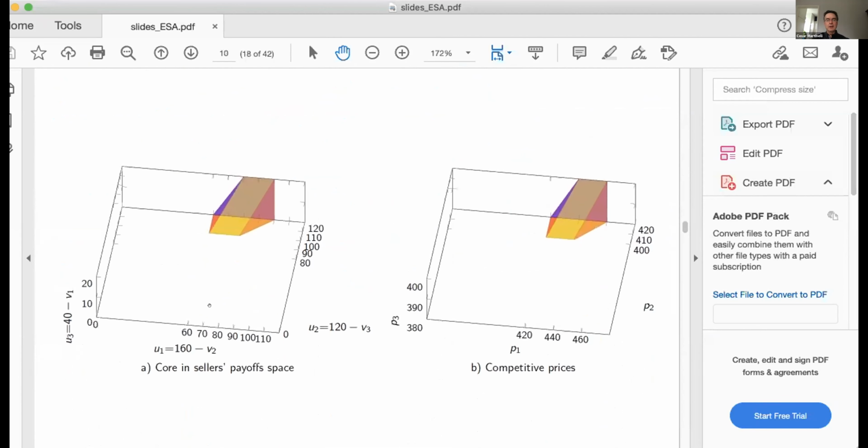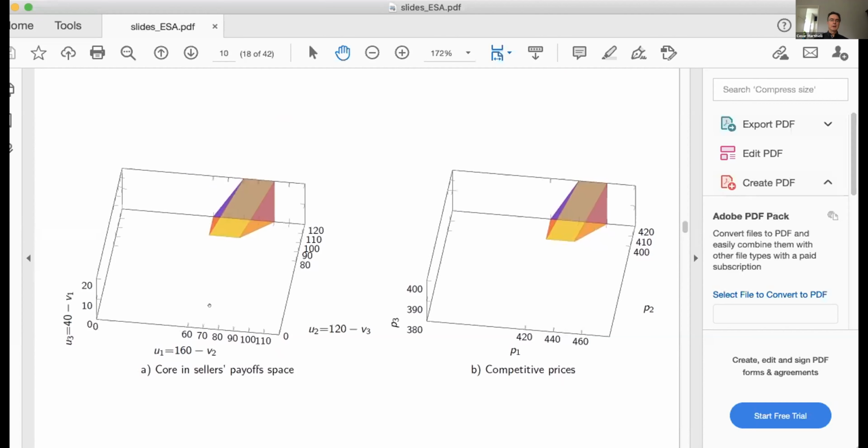So this is a graphical illustration I like a lot. On the left, you have the seller's payoff space. There are 3 sellers and 3 buyers. The payoff to the buyers is just the difference with what is to be split. And you can see it has a nice polyhedron shape. That's the payoff set that can be achieved in the core. And there are some points that are very good for buyers, and a point that is very good for sellers. That's very typical in matching games.